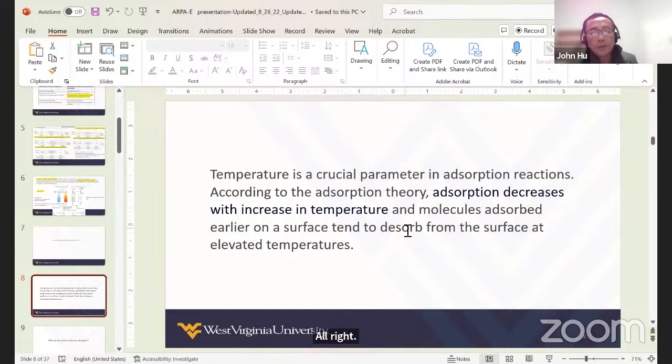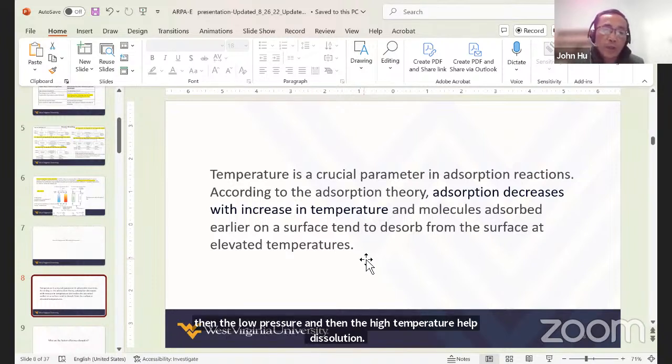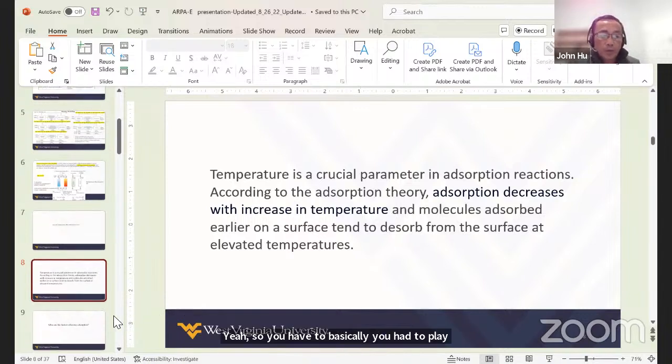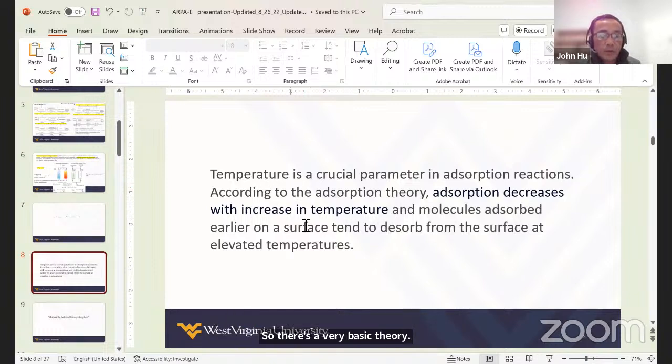So increased temperature causes desorption. So just make sure you have the temperature swing, there's a pressure swing. Okay. So high pressure and low temperature help adsorption, and then low pressure and high temperature help desorption. So you have to play with the temperature and pressure in ammonia adsorption. So this is a very basic theory. Are we clear now based on this? Okay. Yes, sir. All right, let's go to next.